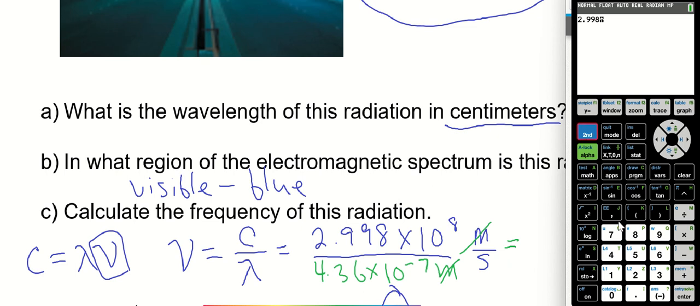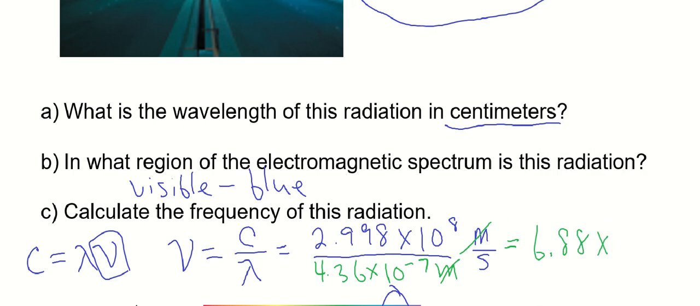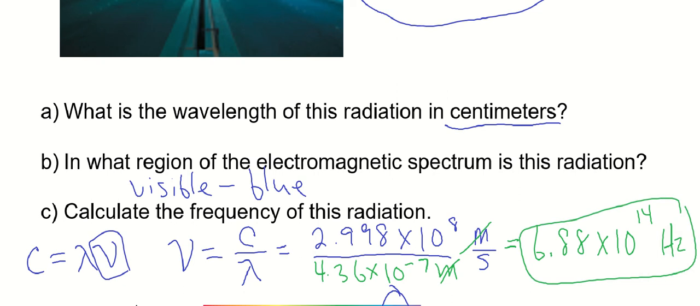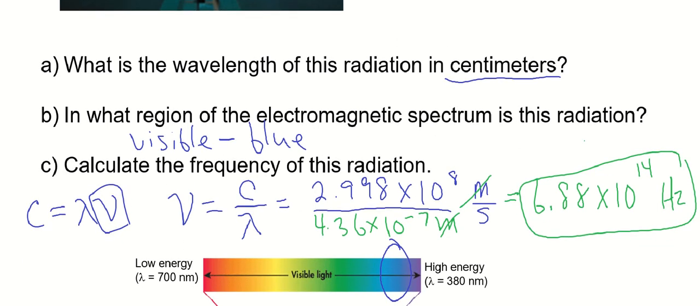All right, let's get our calculator. 2.998 times 10 to the 8 divided by 4.36 times 10 to the negative 7. We need 3 significant figures because the only number they gave us had 3. So the 6, the 8, and that 7 rounds up. 6.88 times 10 to the 14 hertz, or per second, or seconds to the negative 1.